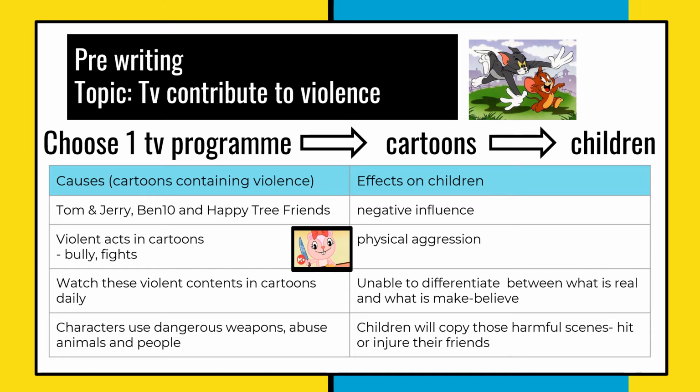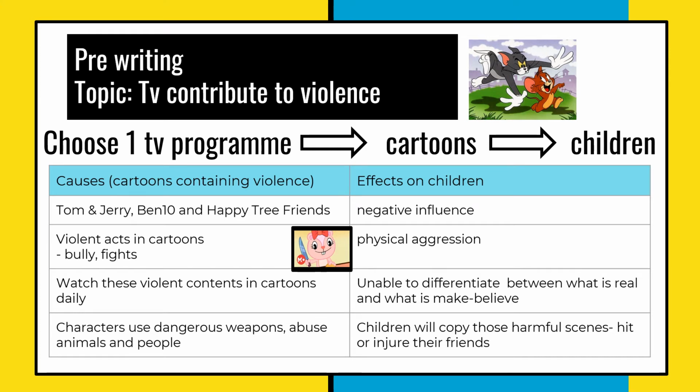It is very important to give specific examples of the kind of cartoons which contain violence. So take Tom and Jerry, Ben 10, and Happy Tree Friends to illustrate your point. What violence do they contain? You can say that there are elements of bullying and fights in every episode.